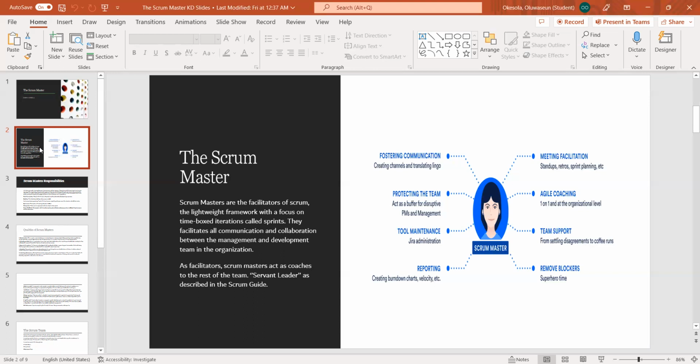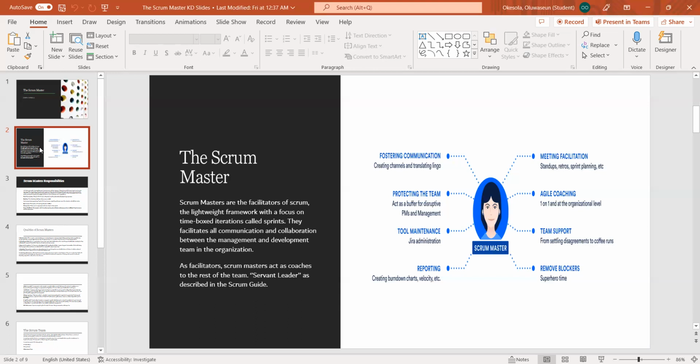The Scrum Master also facilitates the retrospective, sprint planning, sprint review, and every other meeting within the Scrum team. Another one is agile coaching. A Scrum Master coaches the team and organization on Scrum and its best practices. It is the responsibility of the Scrum Master to ensure that members of the team, and of course the organization at large, know about Scrum and are also living Scrum.